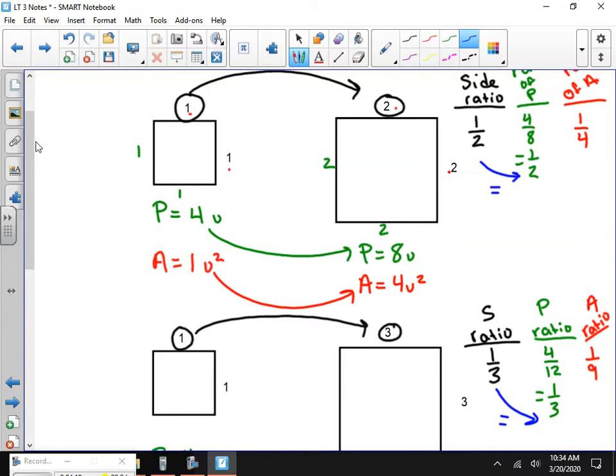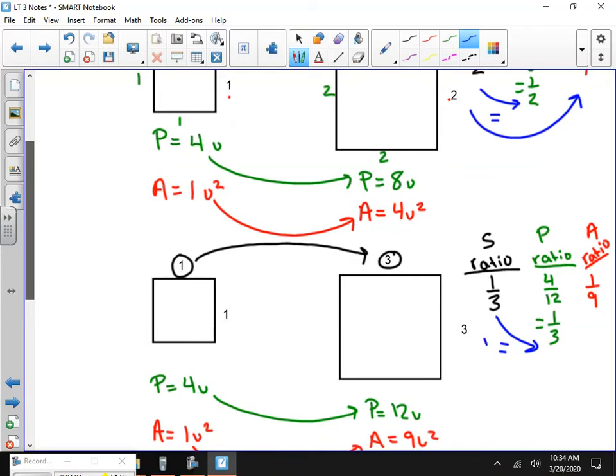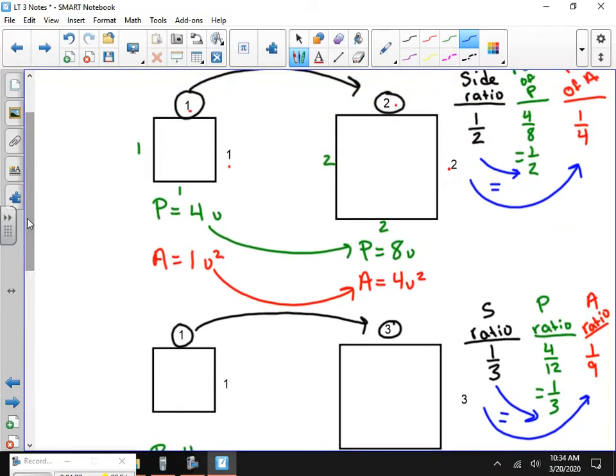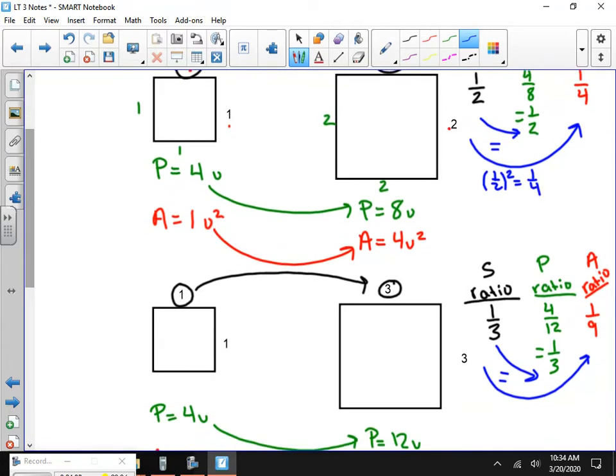All right, and then from the side to the area, take a look at both examples. From the side ratio to the area ratio, what am I doing? Yeah, if I take 1/2 squared, it's going to give me 1/4. And if I take 1/3 squared, it's going to give me 1/9. So I'm squaring it. If I go from the side ratio to the area ratio, I need to square it. That's because when I find area, I'm squaring the dimensions, so the ratios are getting squared as well.